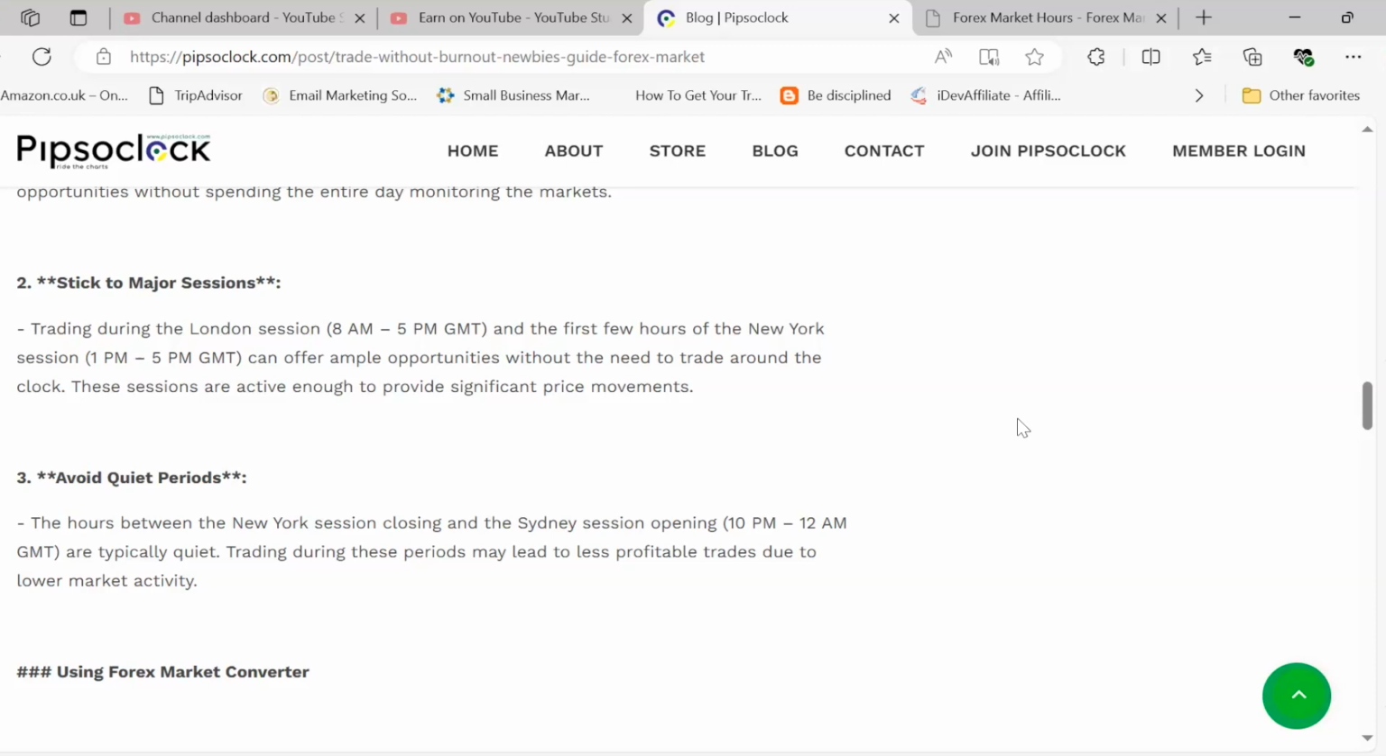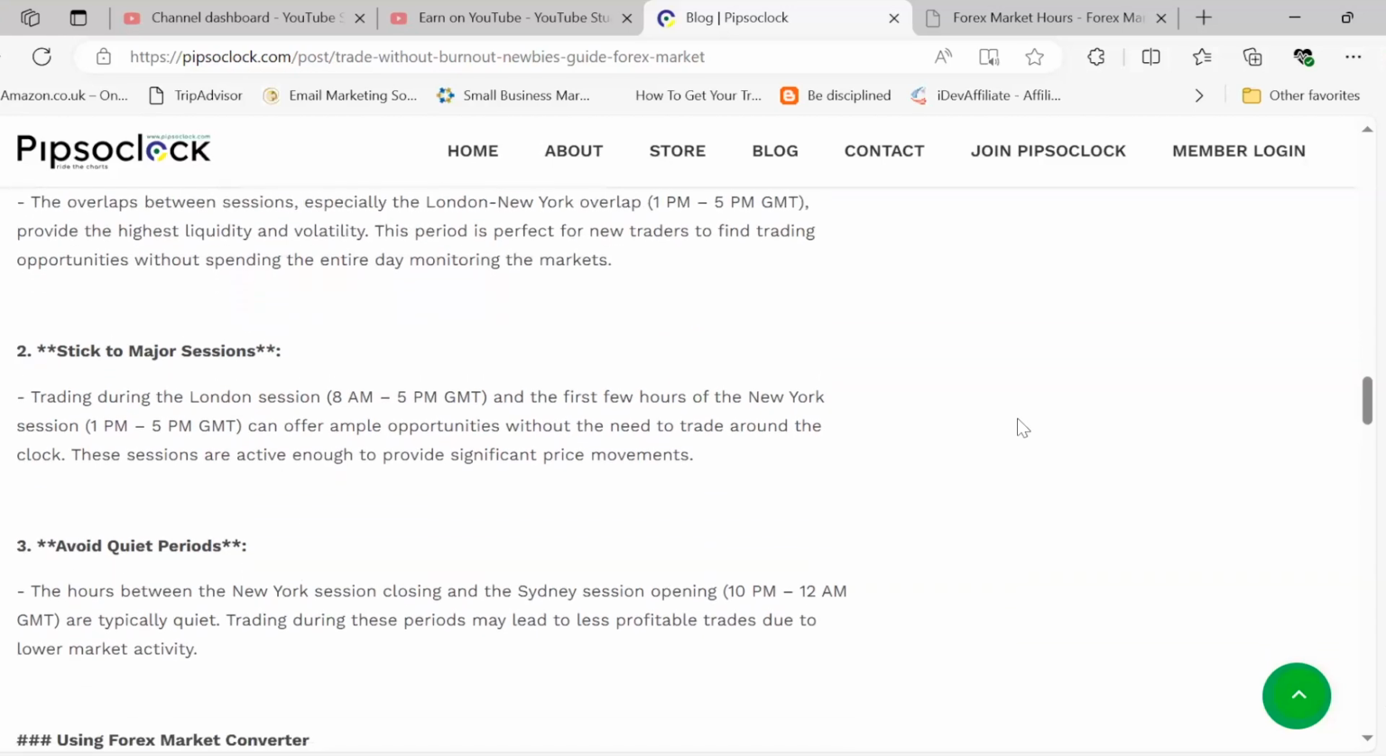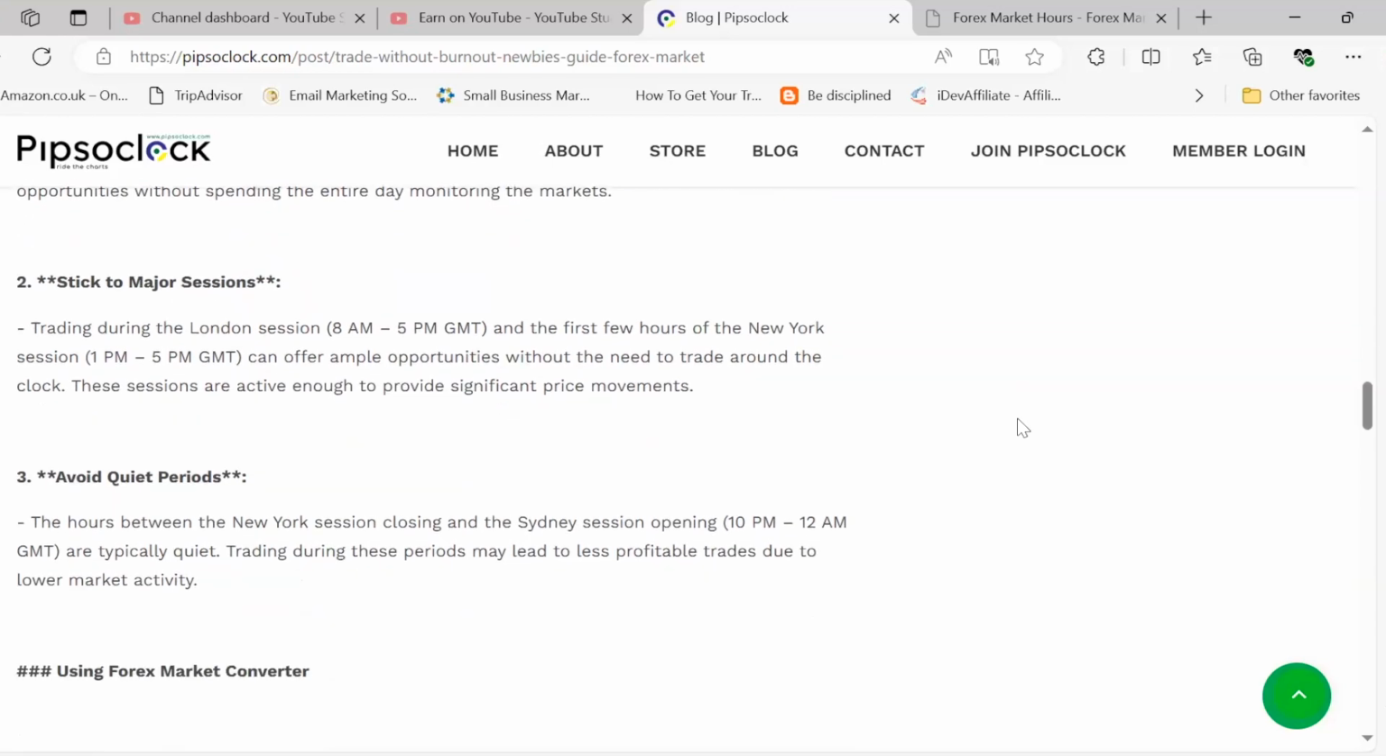So that cycle continues. But for those of us here, you might decide to ignore the ones of the early mornings and focus on the overlap from 1 p.m. all the way to 3, 4, 5 p.m. So number one, I've mentioned, focus on overlaps. Number two, stick to major sessions. Number three, avoid quiet periods.